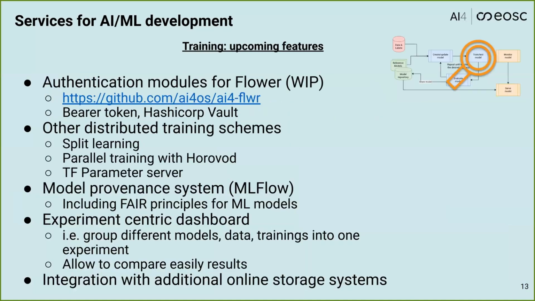Some common features that are related with this: we are working on implementing authentication modules for Flower. We are working right now with bearer tokens. We are extending it to use some secret management systems like HashiCorp Vault. Profiting from the architecture design that we have done for Flower, we are also working on other distributed training schemes like split learning or parallel training with Horovod or the TensorFlow parameter server. And we are working towards more updated features for the training of the experiments.